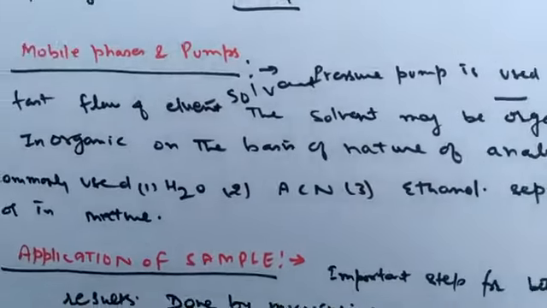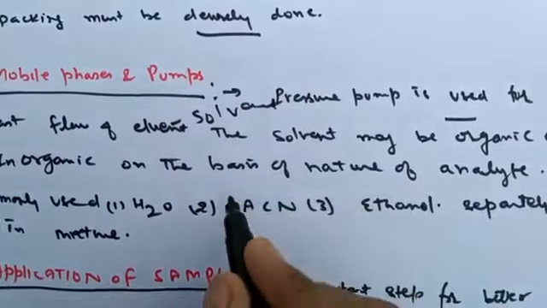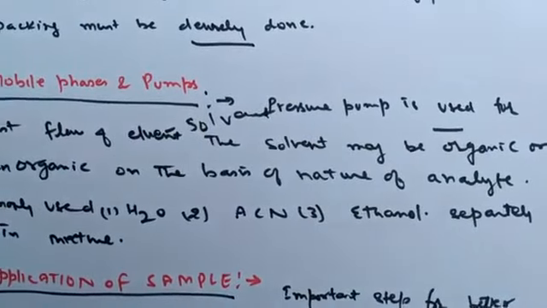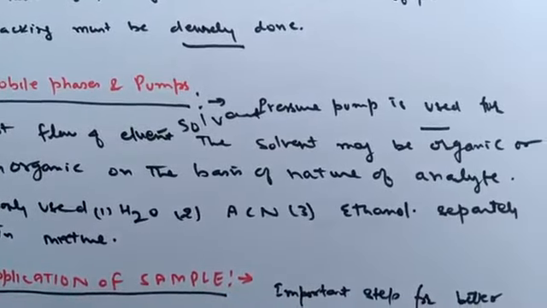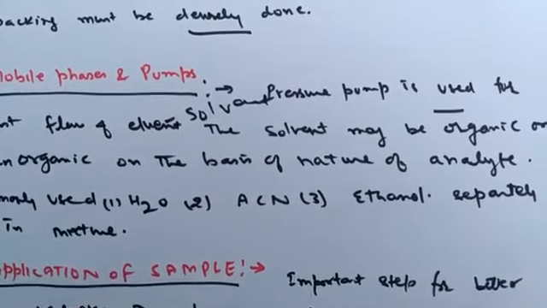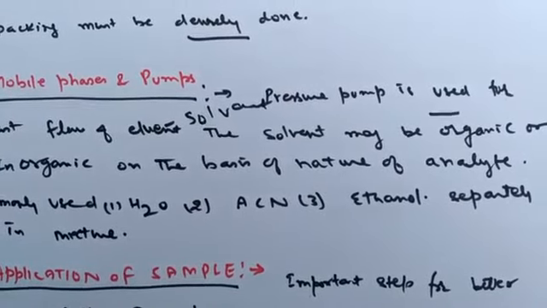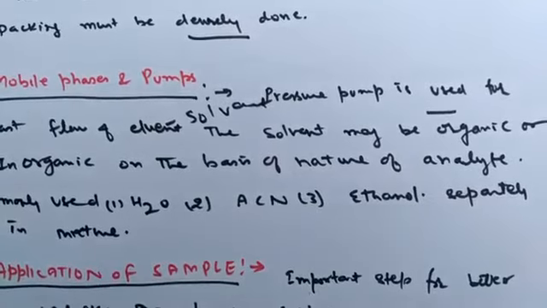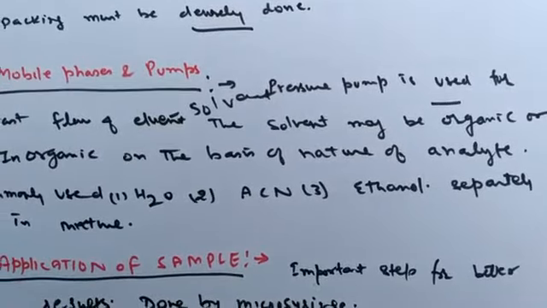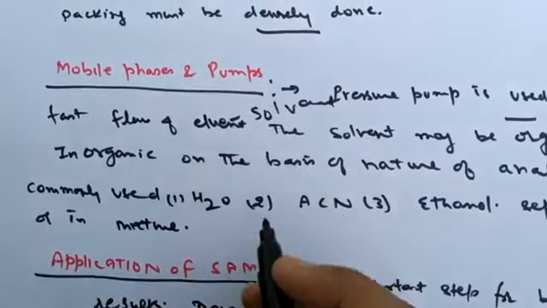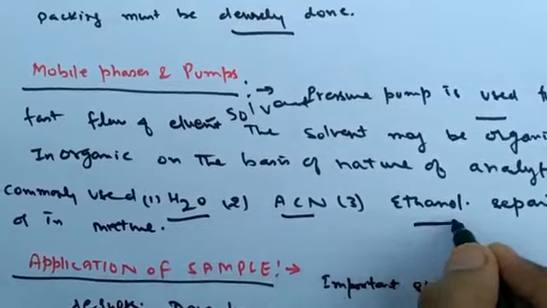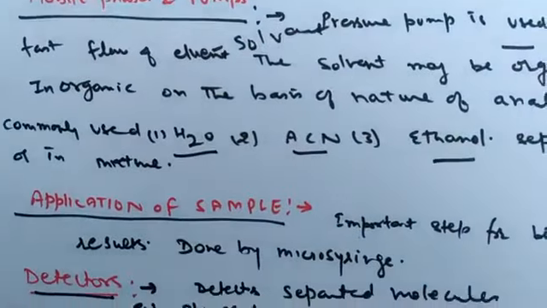The solvent may be organic or inorganic, or a mixture of both, and the choice of solvent depends upon what we are actually separating. If we are separating a polar substance, we need to add a more polar solvent. If we are separating a non-polar substance, we need to use a non-polar solvent. We can use a mixture also. Most commonly used are water, ACN and ethanol as solvents.